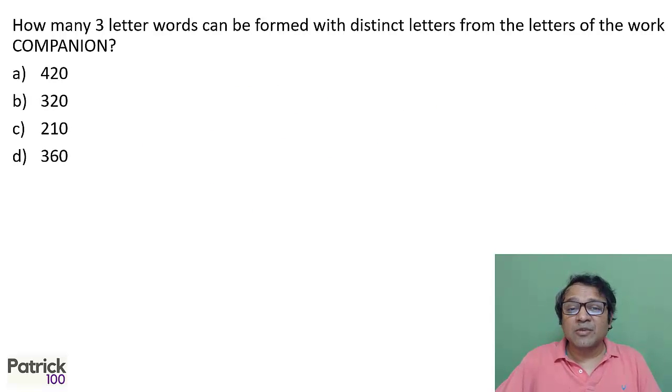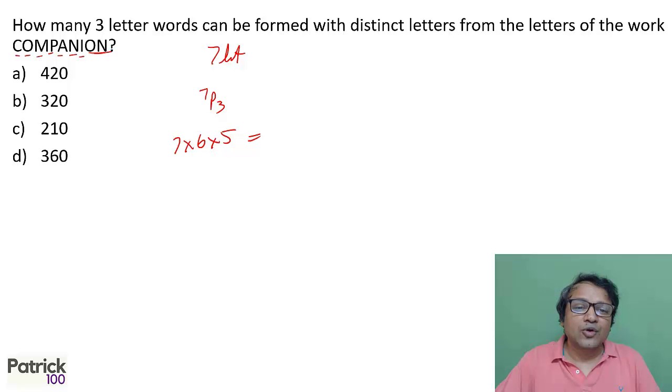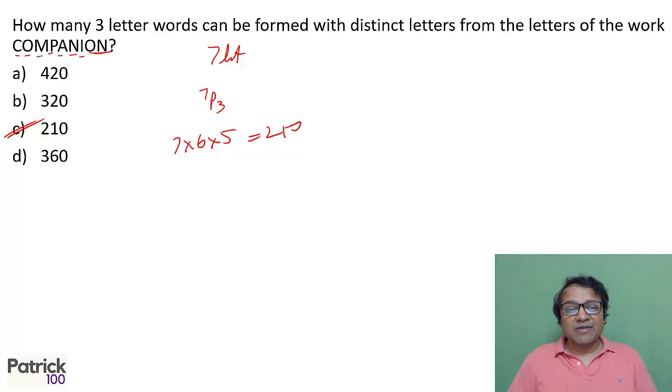How many 3-letter words can be formed with distinct letters from the letters of the word combined? So check how many distinct letters there are. 1, 2, 3, 4, 5, 6, 7. O and N are repeated. So 7 letters. In that case, 7P3, or 7 into 6 into 5, 210. Since there are 7 letters and you want a 3-letter word, the first letter can be chosen 7 ways, the second 6 ways, the third 5 ways. So the answer will be 7 into 6 into 5, which is 210.